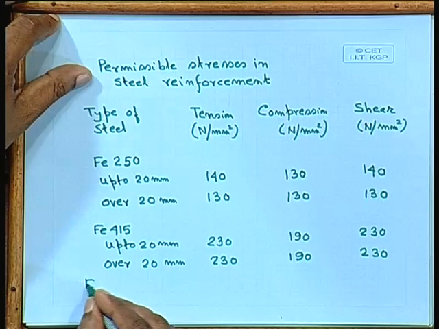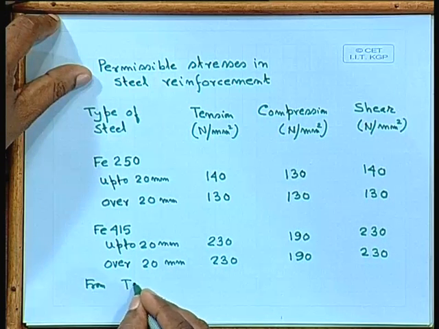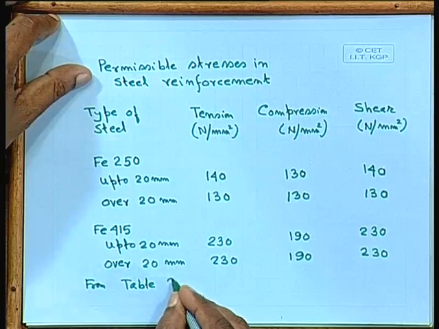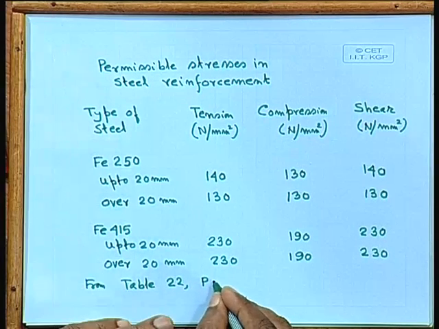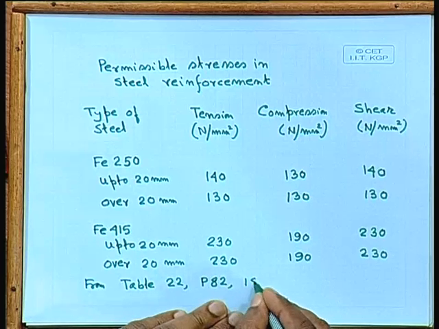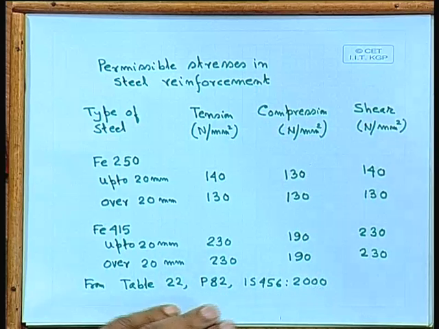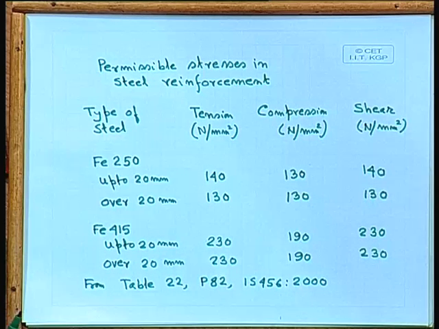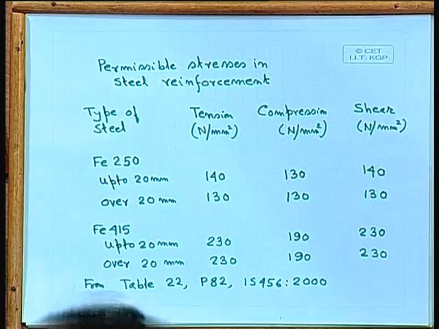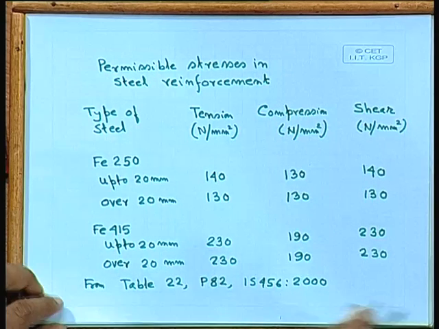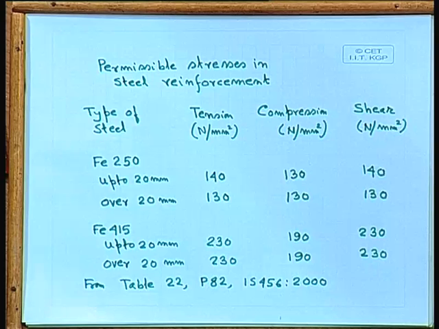And this one we have taken from Table 22, page 82, IS 456:2000. You can get these values in this code, but you should keep them in your exercise book also, because we require them for our calculation. So these are the limiting values for concrete and for steel.